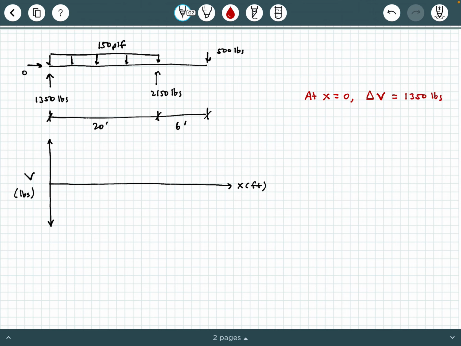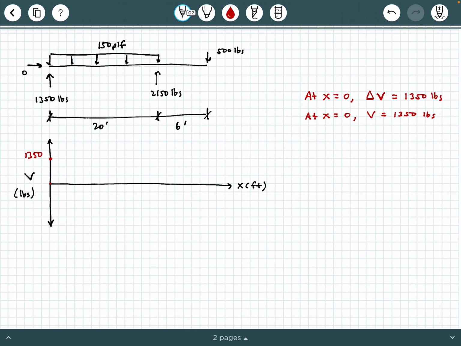And so what happens is, in my shear diagram, I'm going to start at 0 and jump up by an amount equal to 1350. Let me write that a little bit better. 1350. Now, also at x equals 0, since I've jumped up by 1350 pounds, the shear force is, of course, 1350 pounds.